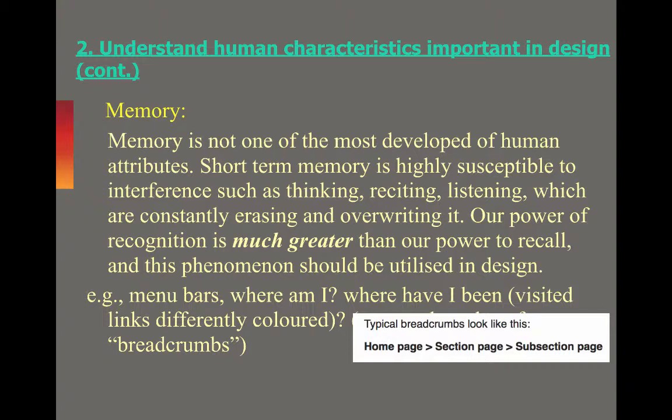So, for instance, menu bars are there to allow ease of navigation. You can't expect the user to remember exactly the URL of the different pages of the website. So, where am I? Where have I been? And so on. And we have this notion of breadcrumbs, which shows the path from the home page down to the current page.